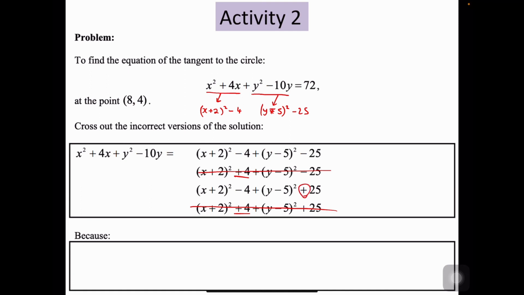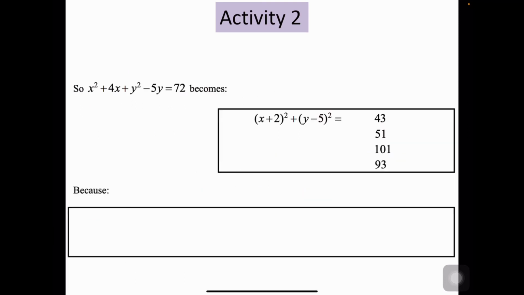This has a plus, so let's cross this out. So this is the correct version of the solution because we completed the square. It's clear that this first one is the correct solution. That would give you 1 mark in an exam.